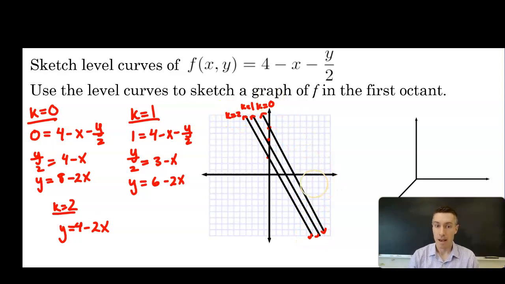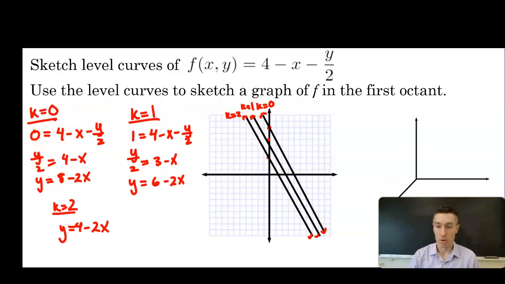We can have negative k values. We can continue with positive k values, right? But that's enough for now. And then it says use the level curves to sketch a graph of the function in the first octant. So essentially, what that requires us to do is we're going to take each of these level curves and bring it back up to the z value where that cross section occurred.